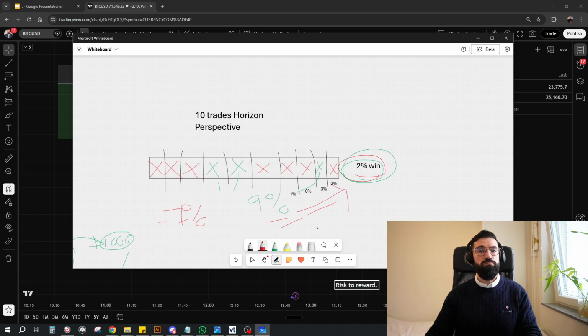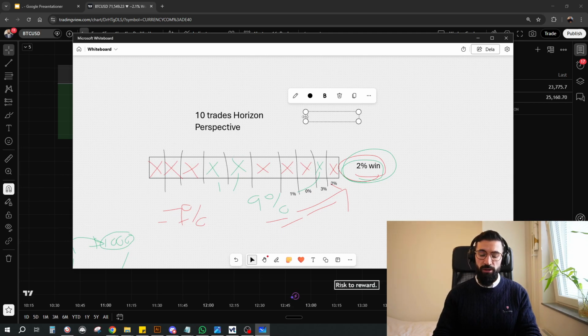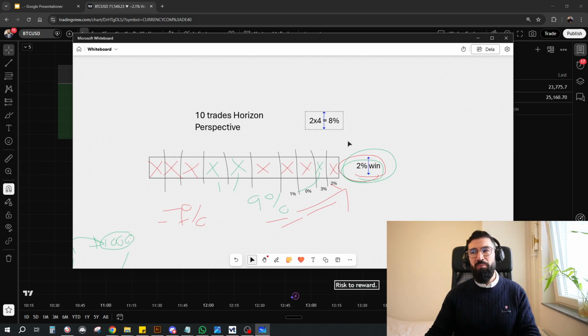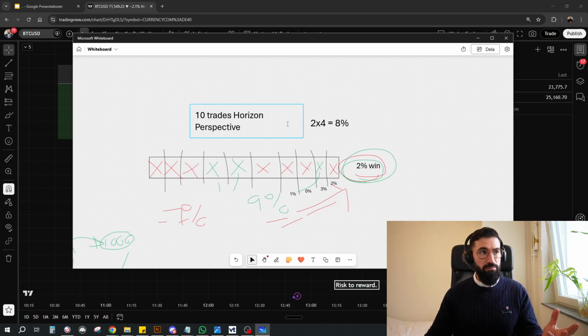2. Now 2 doesn't sound like much, but if you're doing this every week, 2 times, let's say 4, because we have 4 weeks, that's 8%. 8% on the month, that's a great return. Doing this consistently, that's a great return. So that's my perspective on risk reward and how it works and how we are supposed to think in a long-term horizon.